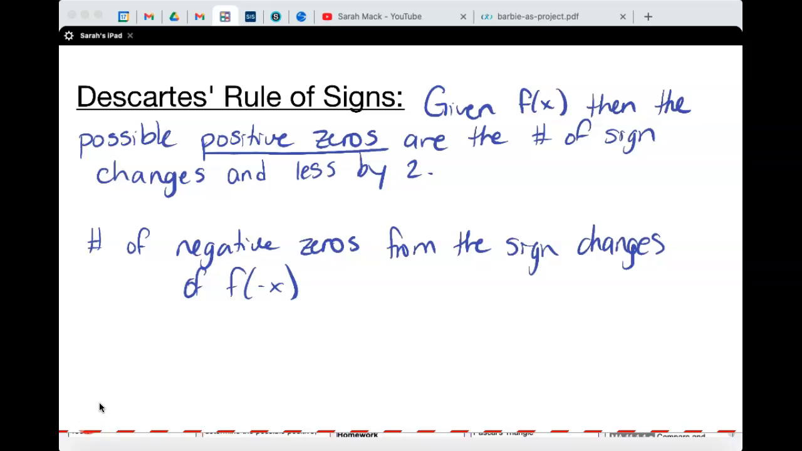Yeah, so if we have 3 different sign changes, then I could have 3 positive zeros, or I could have 1 positive zero by subtracting my total by 2. So that's where it gets a little funky. It's not a foolproof method to get this, because there are different options.